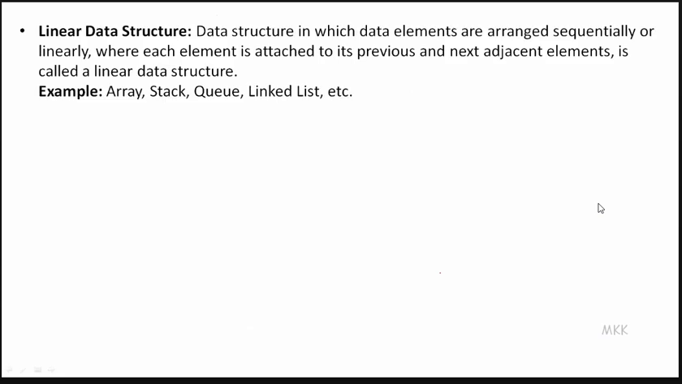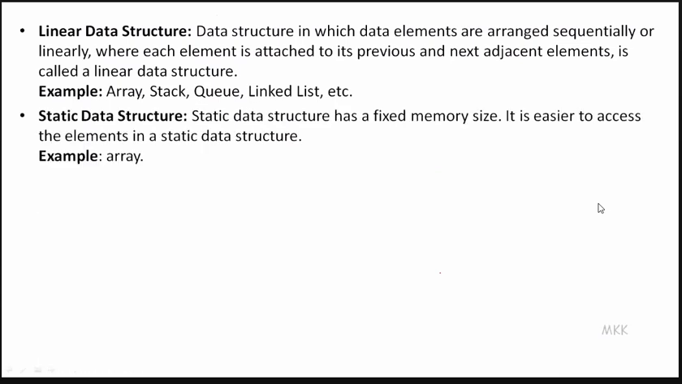So linear data structures are those where elements are arranged sequentially or linearly, where each element is attached to its previous and next adjacent element. Why? Because it contains three parts. That is called a linear data structure. The best examples are array, stack, queue, linked list, etc. In an array, it will say what is the next value and what is the present value. Stack works with the help of push and pop, and queue works with the help of enqueue and dequeue operations. Linked list always says how we can link one node with another node with the help of the address, etc.